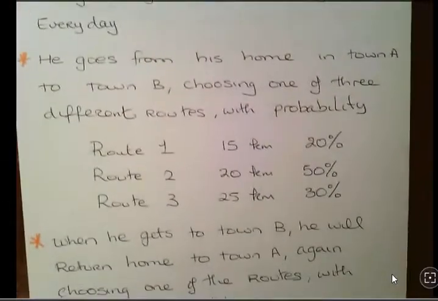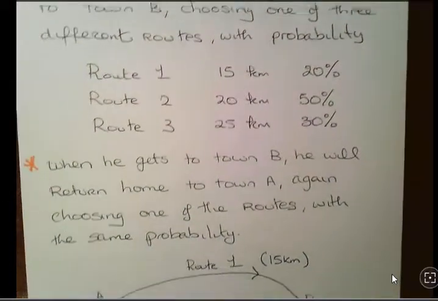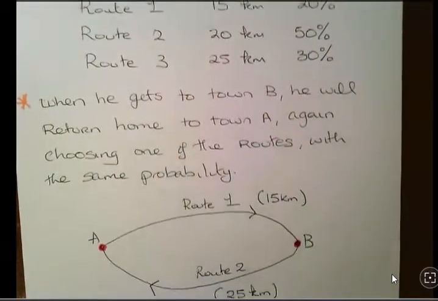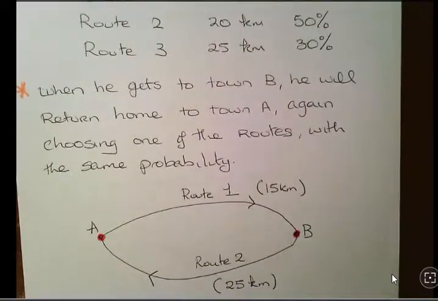Okay, so when he gets to town B, he'll return home to town A. So it's a sort of out and back, and he'll make the same sort of choice. Go back by route 1, route 2, or route 3.